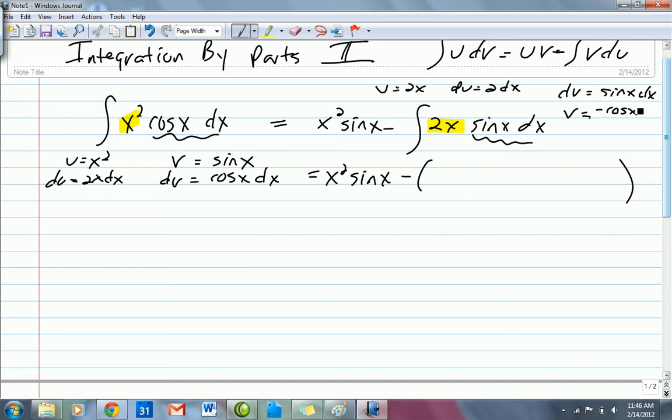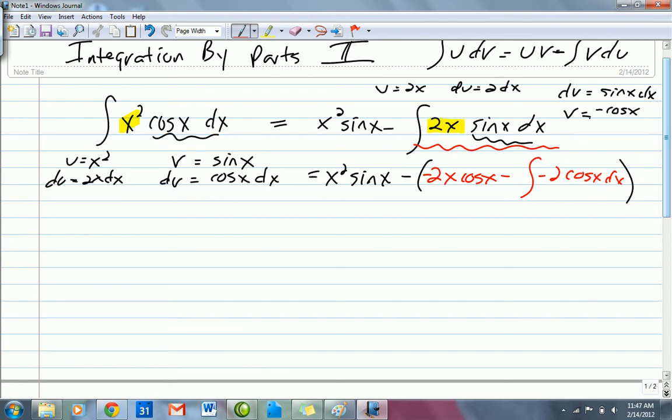Okay, so I have my u's and v's and du's and everything I need, so now I just plug and chug. And again, I'm kind of thinking about this piece right here. So that by parts rule is equal to u, which is 2x, times v, which is negative cosine x, minus the indefinite integral of v du. And v is negative cosine x, and du is 2 dx. So I'm just going to rewrite it like that.